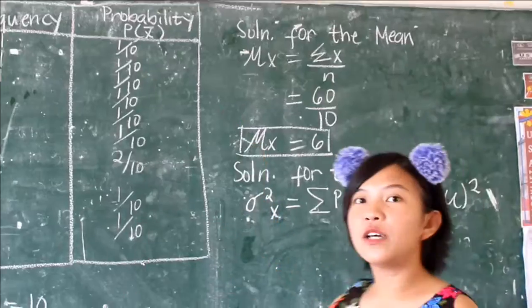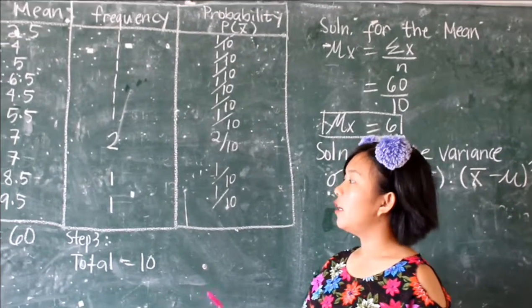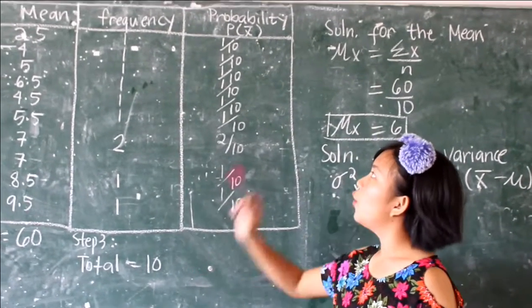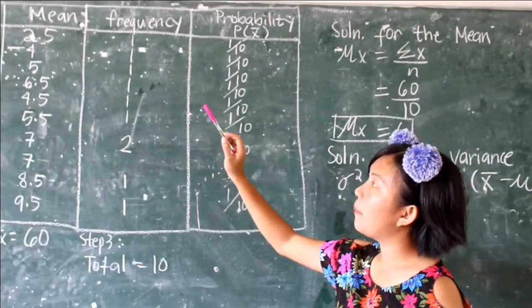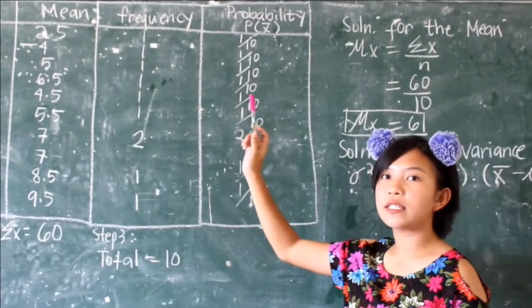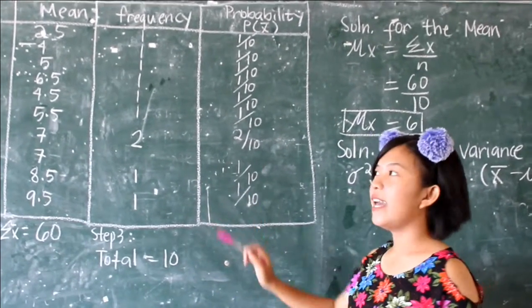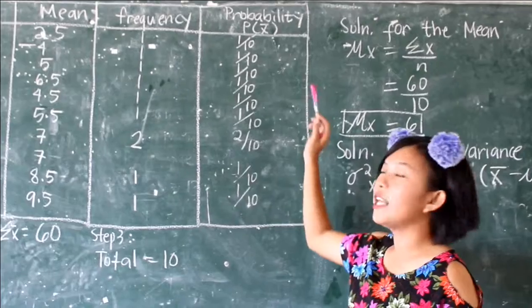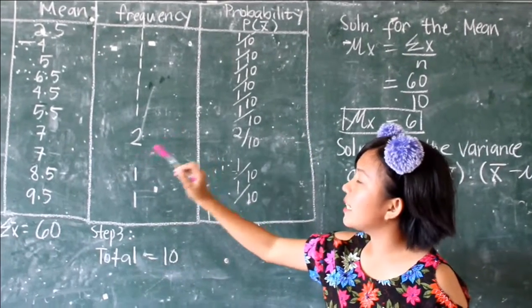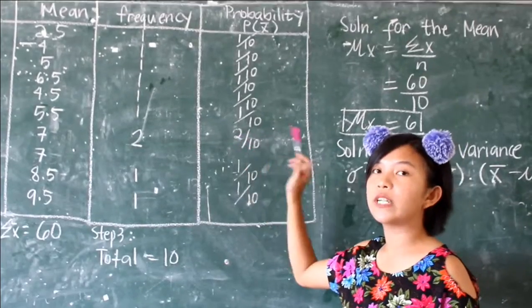The next step is to list the probability. The probability of 2.5 is 1 over 10 because it only appeared once in our data, and we have a total of 10. And so on and so forth. 7 appeared twice in our data, that's why we put 2 over 10.